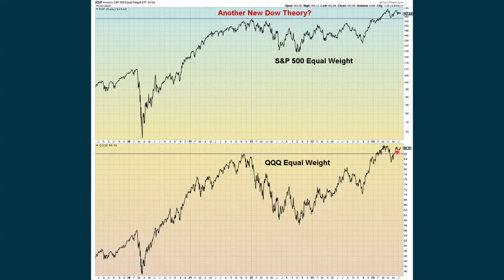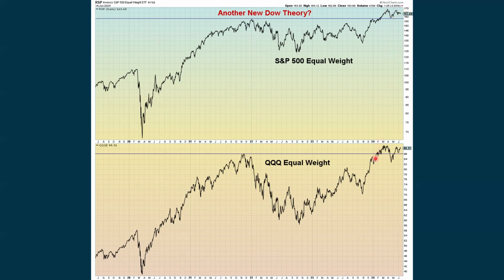Then this is another little further breakdown of Dow theory, where instead of using the S&P, we use the S&P equal weight index. Instead of using the NASDAQ, we use the QQQs, which is the NASDAQ 100, and then look at an equal weight ETF. This is a little bit of a concern. We're setting all-time highs with the S&P 500, but we never come back and set an all-time high with the equal weight index. It's really been underperforming. So this is a bit of a concern to us.